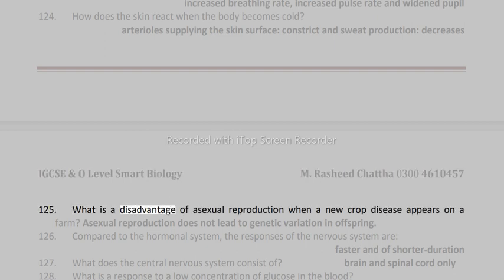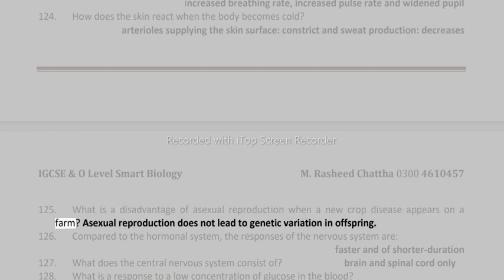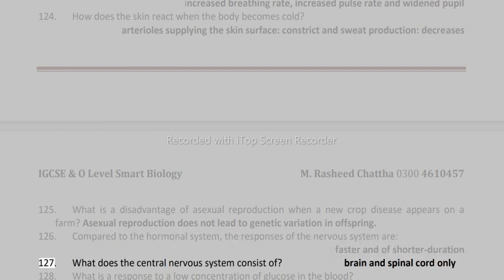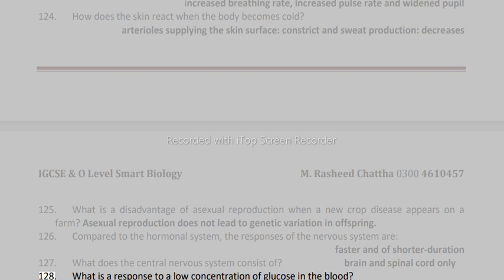125. What is a disadvantage of asexual reproduction when a new crop disease appears on a farm? Asexual reproduction does not lead to genetic variation in offspring. 126. Compared to the hormonal system, the responses of the nervous system are faster and of shorter duration. 127. What does the central nervous system consist of? Brain and spinal cord only.